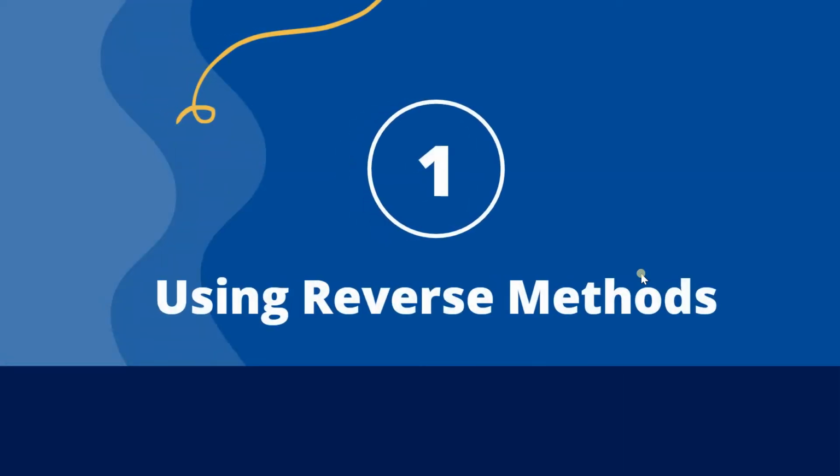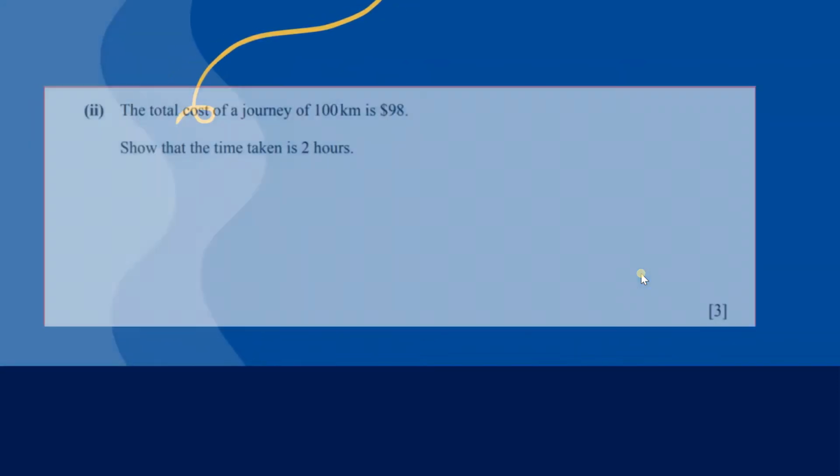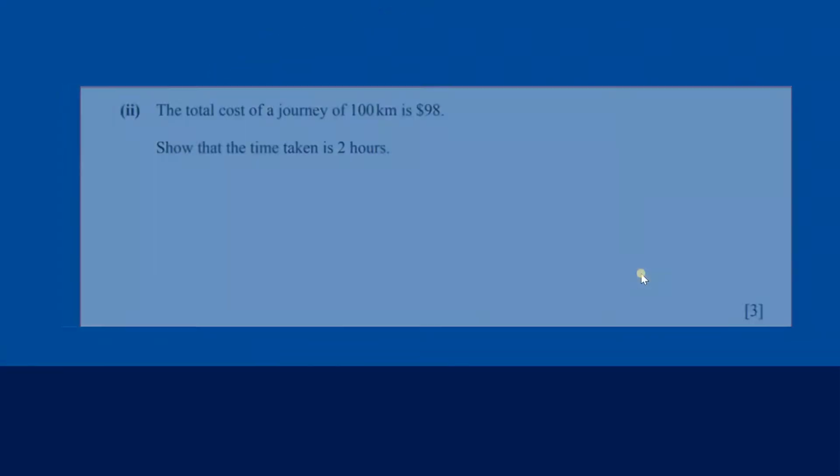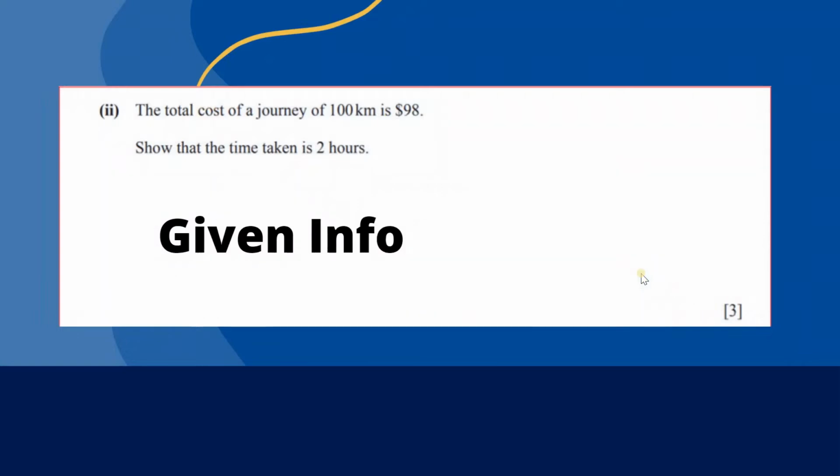Number 1, using reverse methods. Look at the question here. Well, it is a part of a bigger question and you can't really solve it without the prior information. But look at the kind of question it is. It asks you to show that the time taken is 2 hours. Now, questions that ask students to show results require students to start with given information and then arrive at the results. Reverse methods do not usually score.